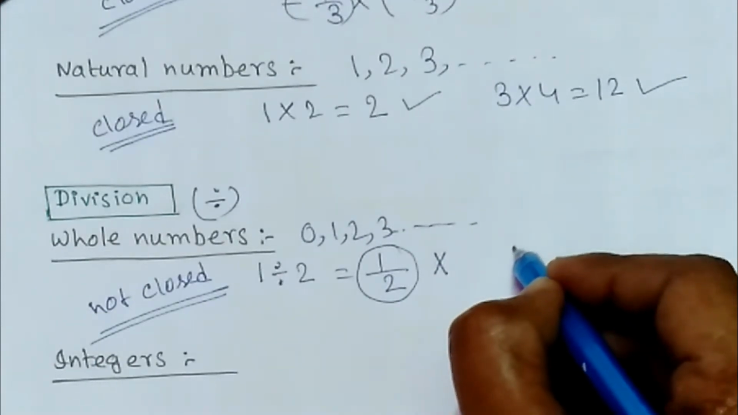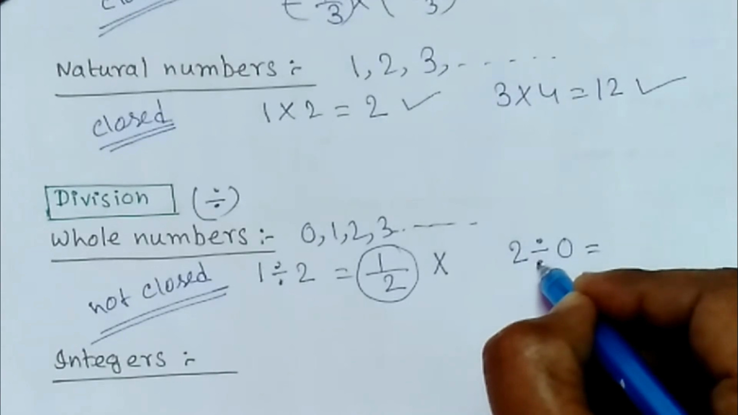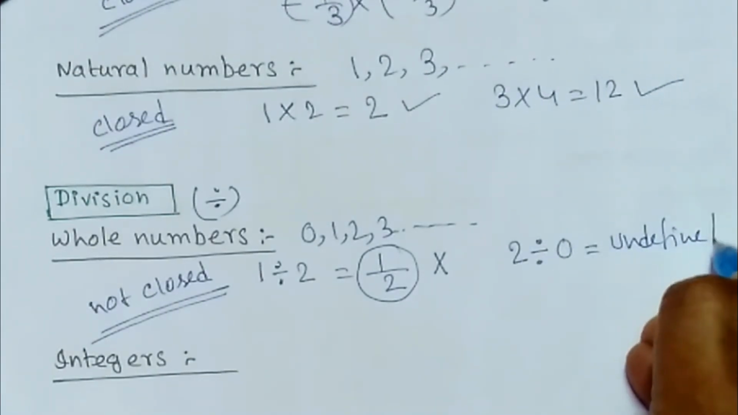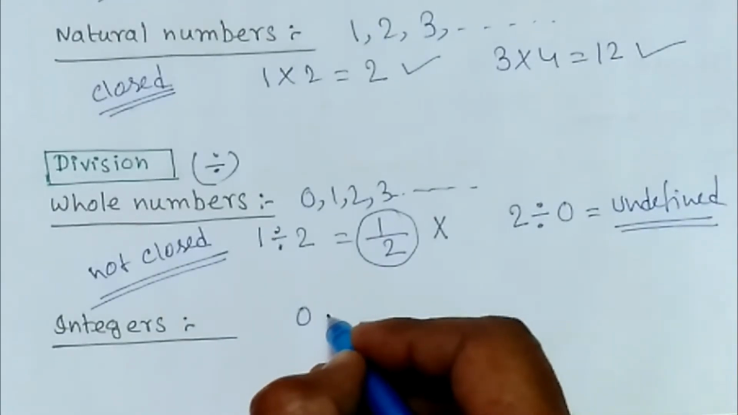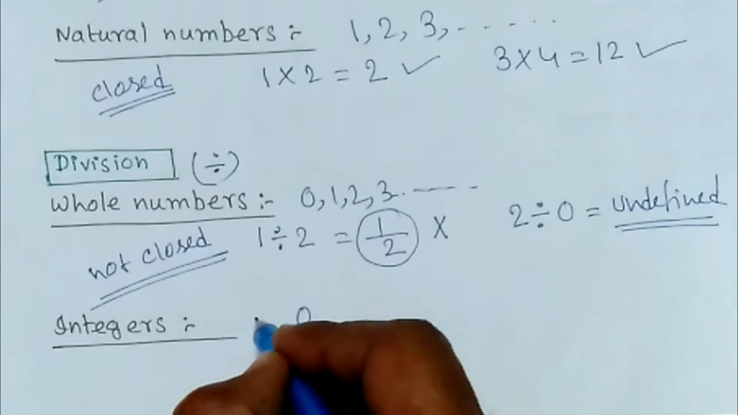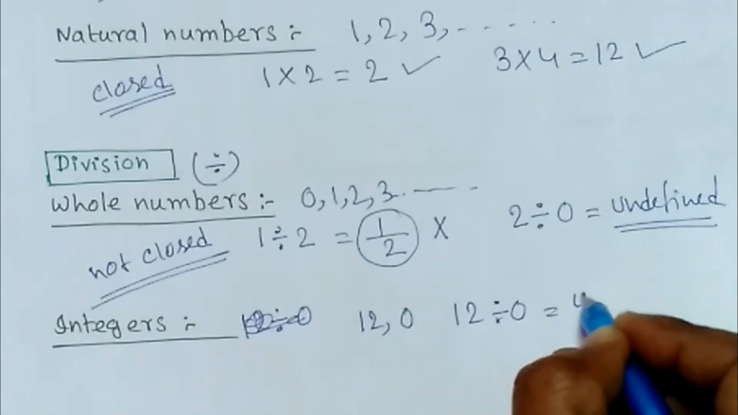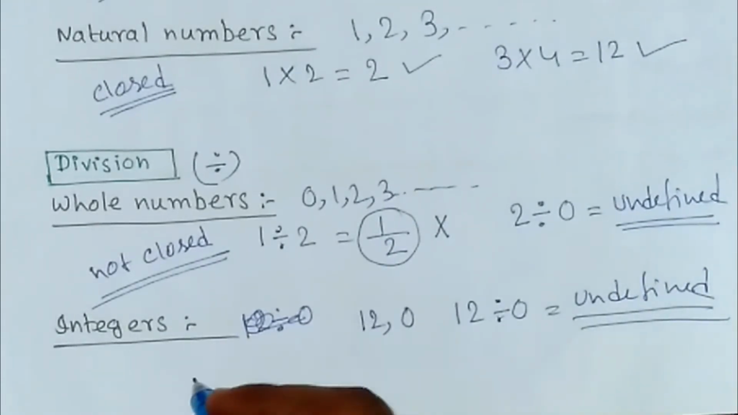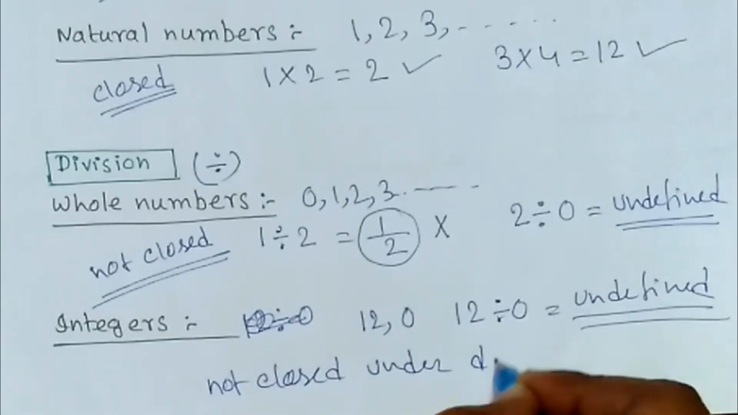Similarly, you can check, if you divide 2 by 0, 2 divided by 0 is undefined. This is not possible. Okay. Similarly, if we choose integers, 0 is an integer also. If we divide something, suppose 12 by 0, which is also undefined, and hence we can say that integers are also not closed under division.